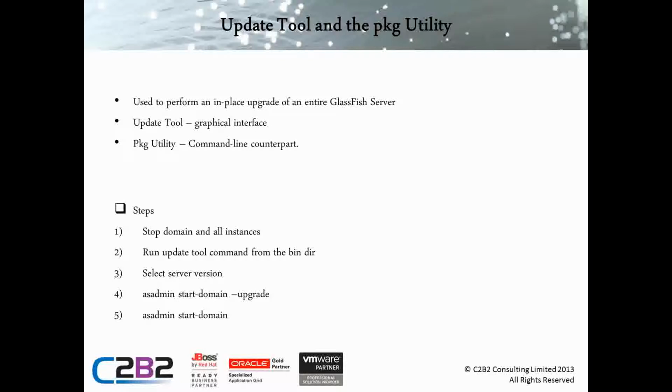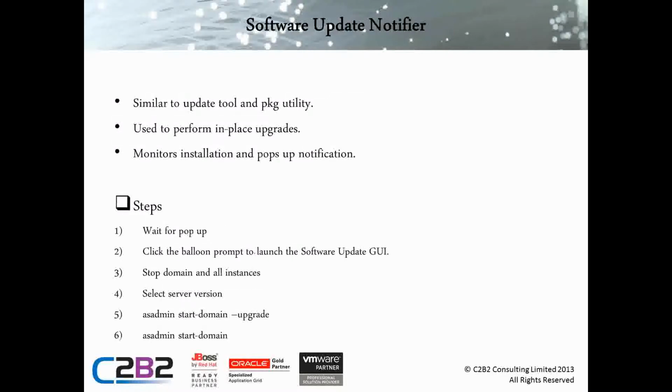Then you run the asadmin start-domain --upgrade command. What this basically does is kick off the upgrade process. It starts up your domain administration server, does the upgrade, and then shuts down the server. Once this process is completed successfully, you just start the domain as you normally would using the start-domain command.